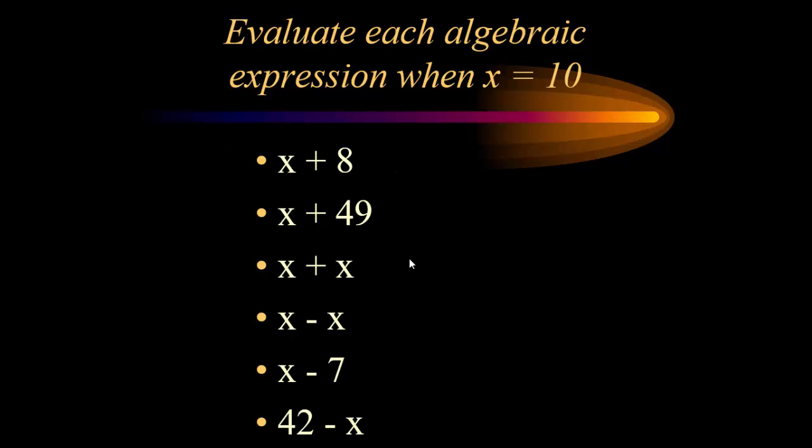So here it gives you the value and it says x equals 10, so we just want to plug that in. 10 plus 8 is our first one, which will give us 18. 10 plus 49 is the next one, which gives us 59. 10 plus 10 would give us 20. 10 minus 10 is 0. 10 minus 7 is 3, and then 42 minus 10 is 32. So all we're doing is plugging them in there, just evaluating the algebraic expression for 10.